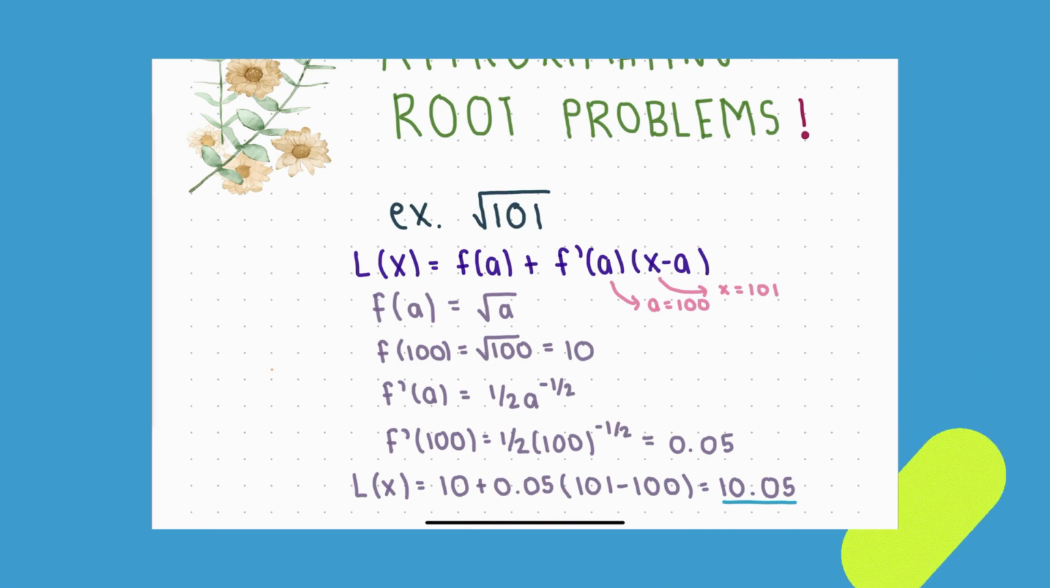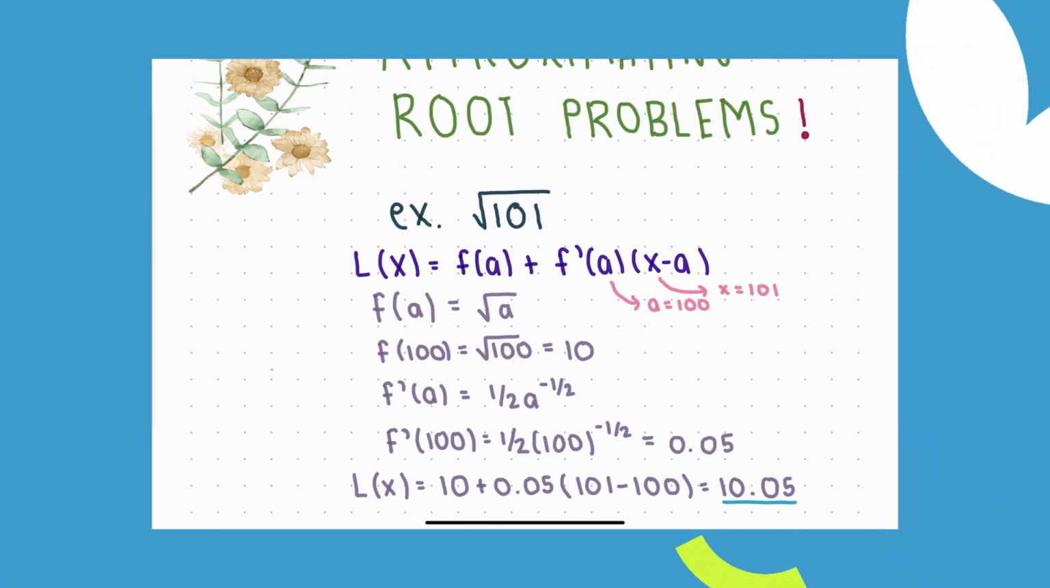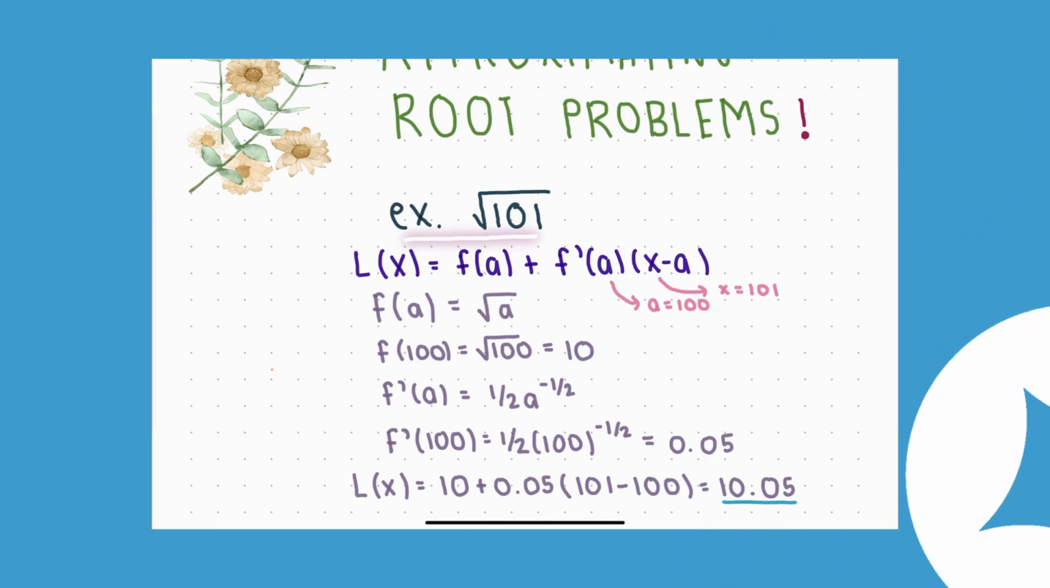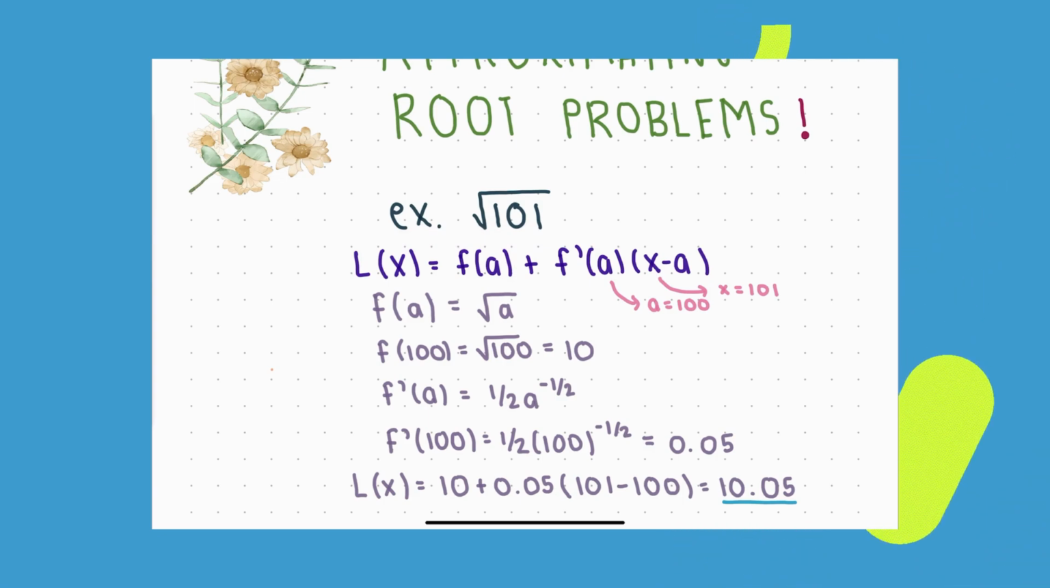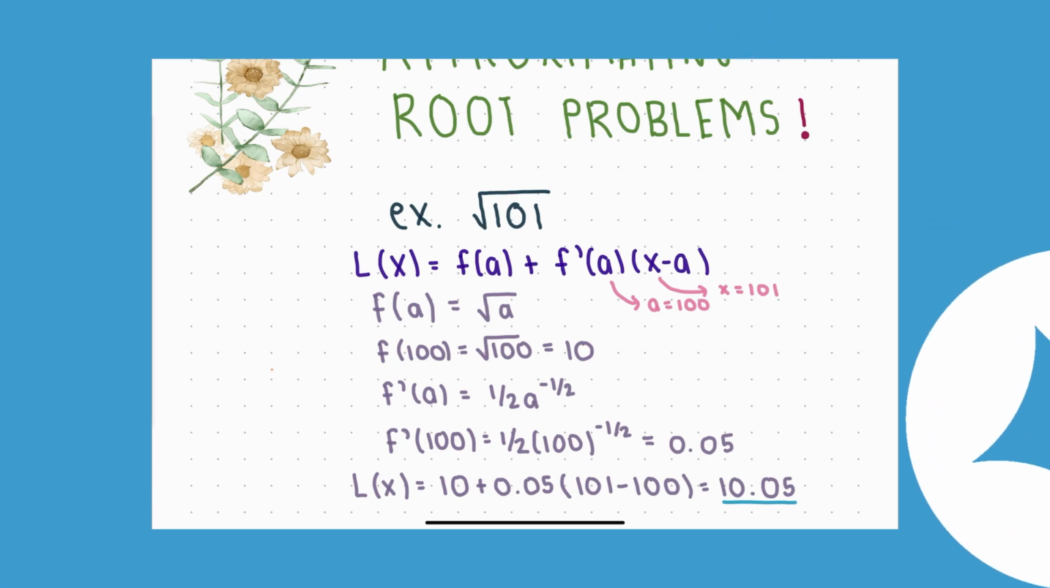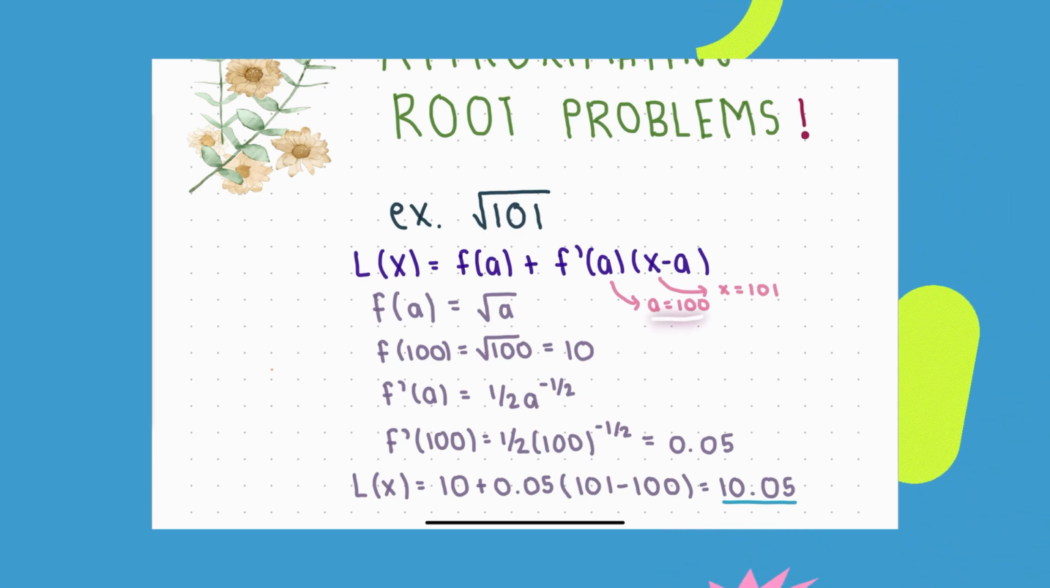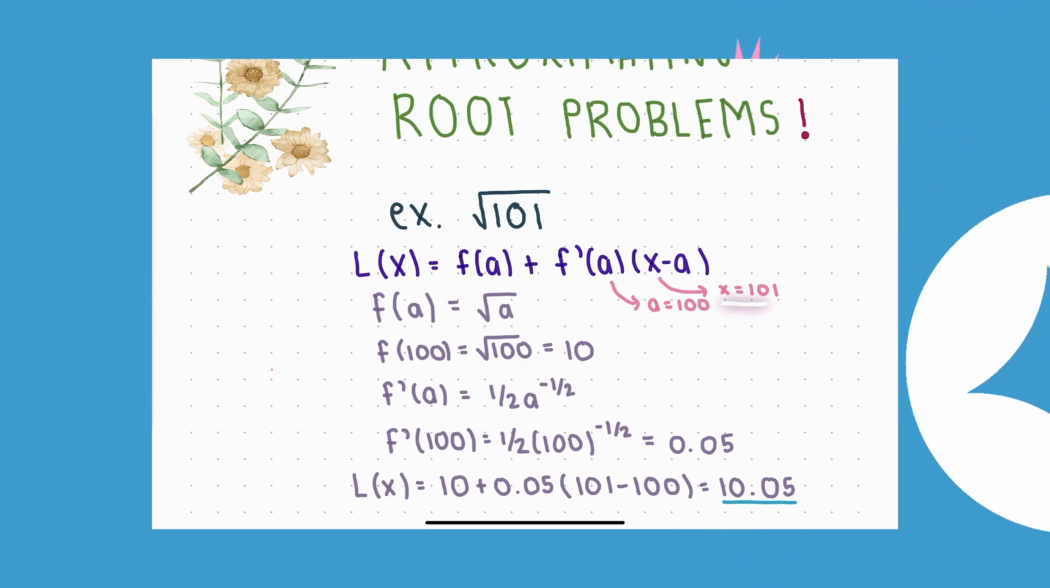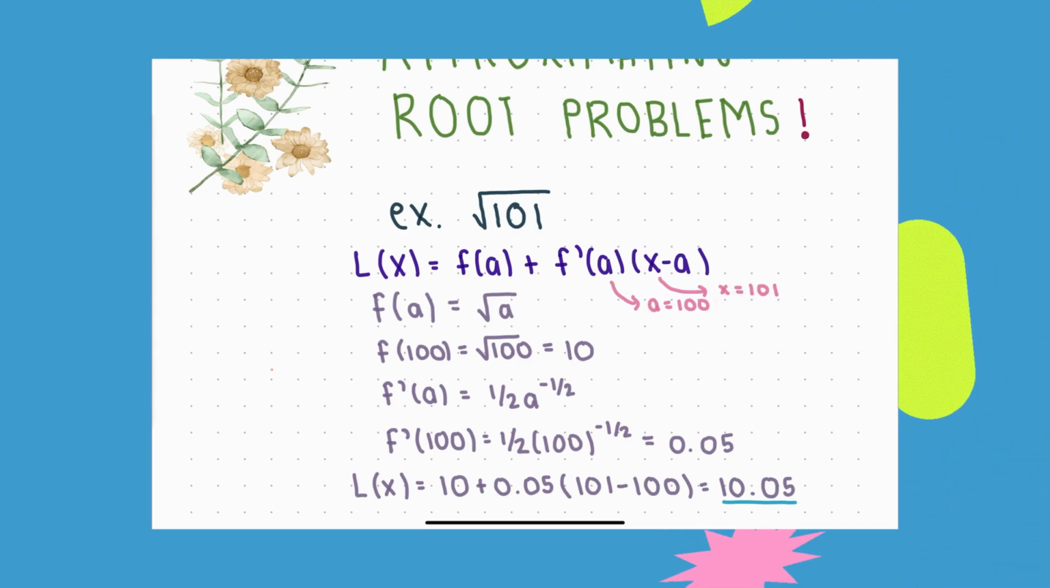Let's show you! So our question is the square root of 101, and we're going to find the approximate root to this question by using the linearization or tangent line equation. Our a in that equation is going to be 100 because it's the closest perfect square to 101, and our x is going to be 101 because that's what we're trying to find.